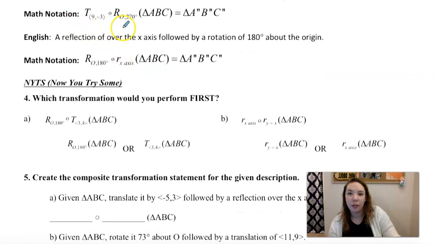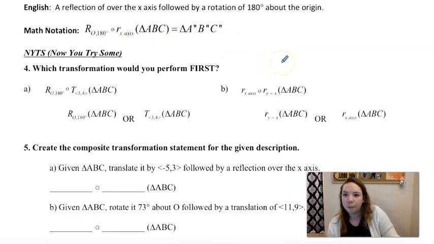Here, this one says a reflection over the x-axis followed by a rotation of 180 degrees about the origin. So reflection is what we're doing first. That goes closest to our triangle ABC. So little r with a subscript of x-axis, and then that is being composite with a rotation about the origin of 180 degrees. So O is for origin. They could have also given you a different point there, like point X, point A, but O is probably most common for us.